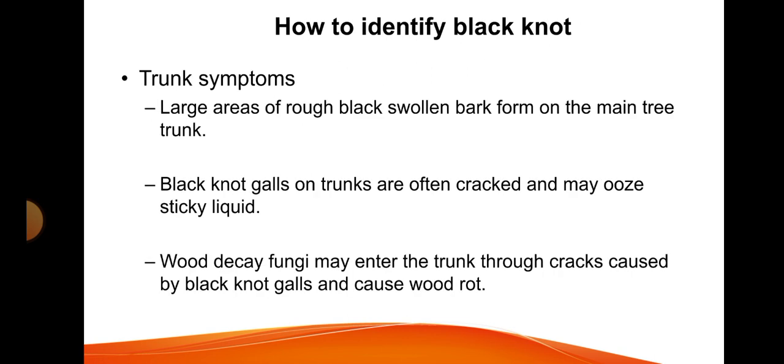Trunk symptoms: large areas of rough, black, swollen bark form on the main tree trunk. Black knot galls on trunks are often cracked and may ooze sticky liquid. Wood decay fungi may enter the trunk through cracks caused by black knot galls and cause wood rot.